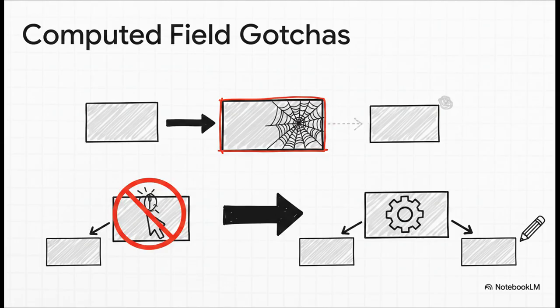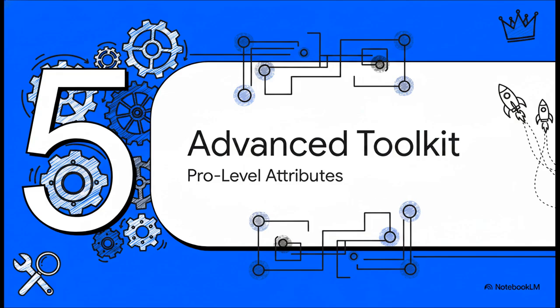Second, what if you want that computed field to be editable? By default, they're read-only. Well, you need to write an inverse method. That's a special function that tells Odoo how to take the new value and apply it back to the original fields. All right, let's get into the pro-level toolkit.